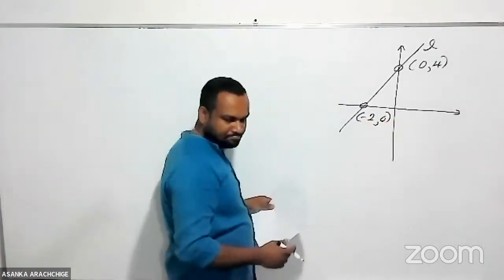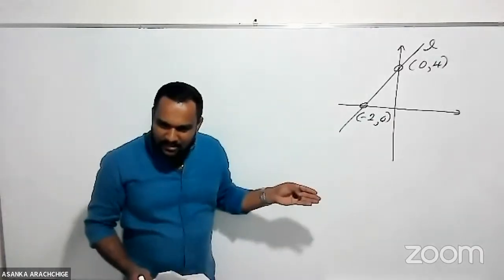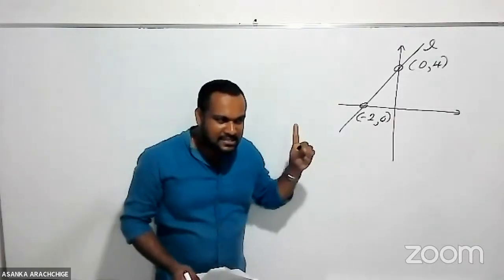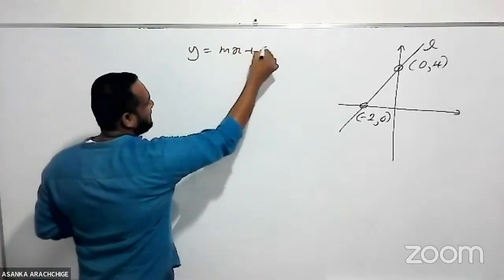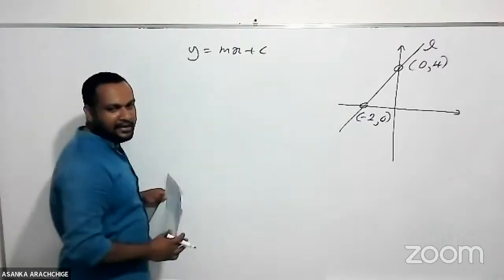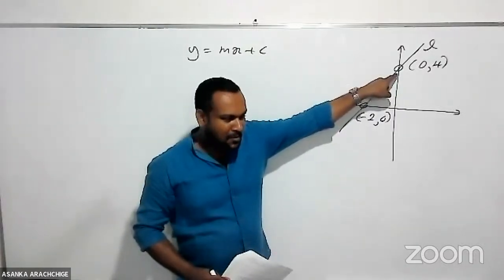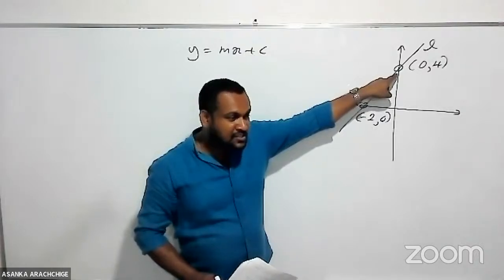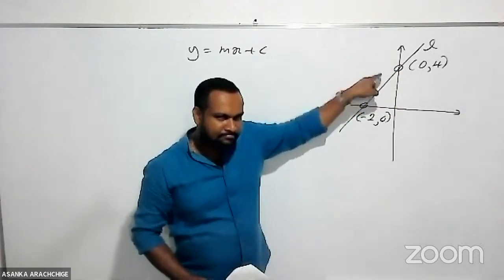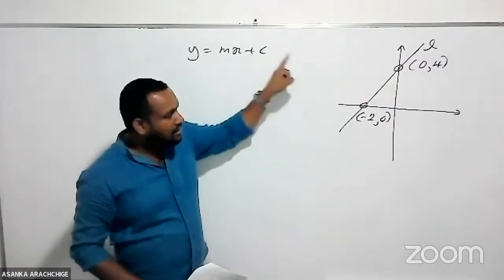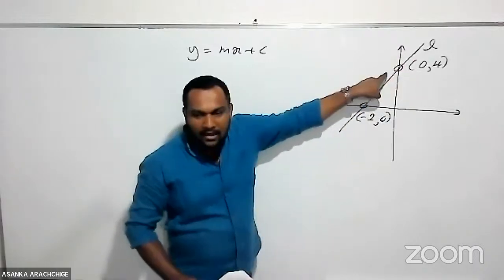You know, every straight line takes the form of y equals mx plus c. How to identify the intercept c? That is the y coordinate, the value of the y coordinate of the point of intersection of the y-axis and the graph. Again, the intercept is the y coordinate at the point of intersection of the y-axis and the graph.